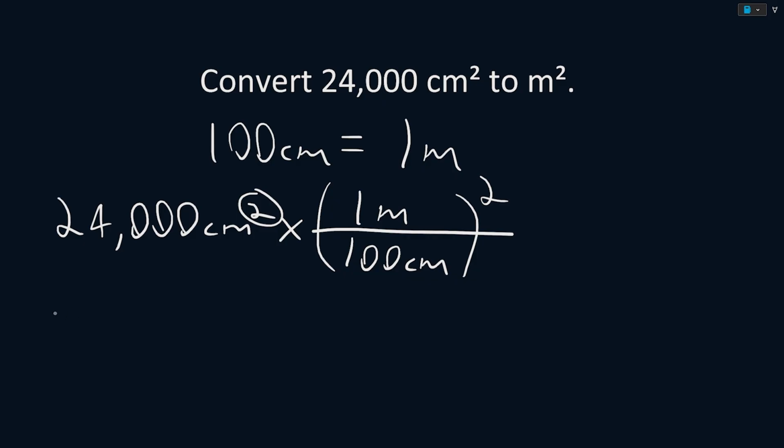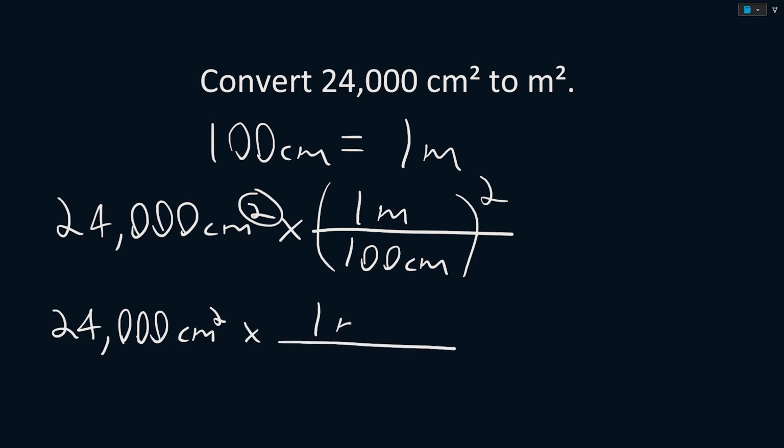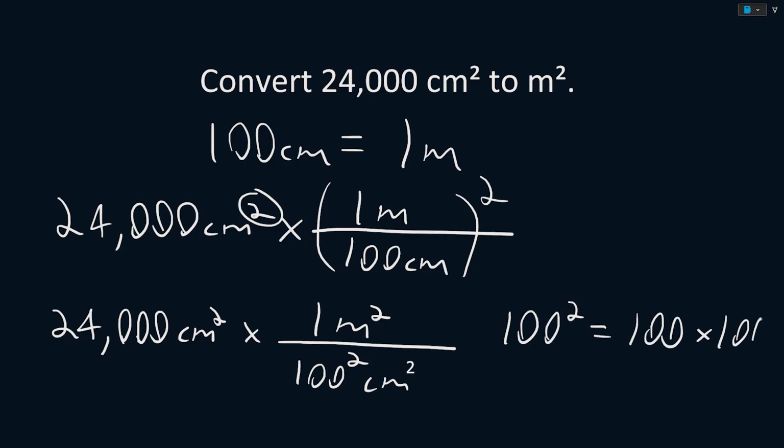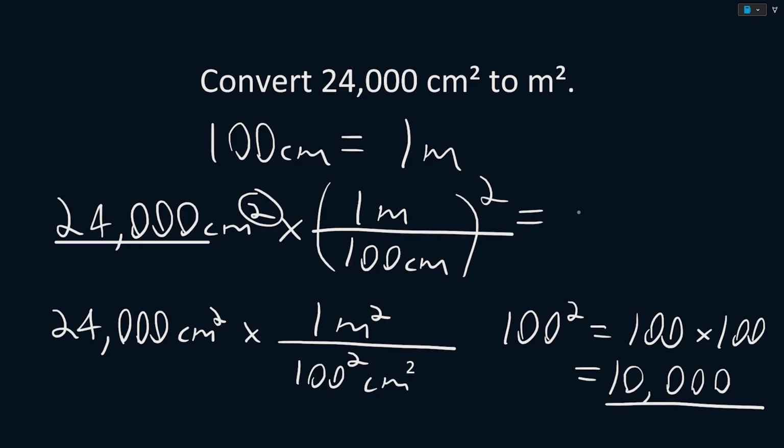This is equivalent to saying 24,000 squared centimeters times 1 meter squared over 100 squared centimeters. 100 squared is equal to 100 times 100, and this equals 10,000. So to solve this, we're doing 24,000 divided by 10,000. So we get that 24,000 squared centimeters is equivalent to 2.4 squared meters.